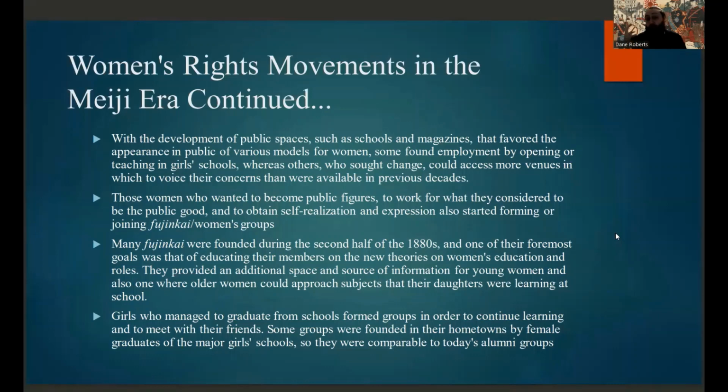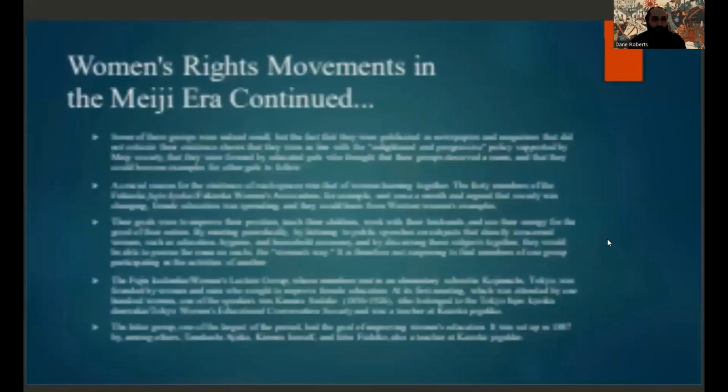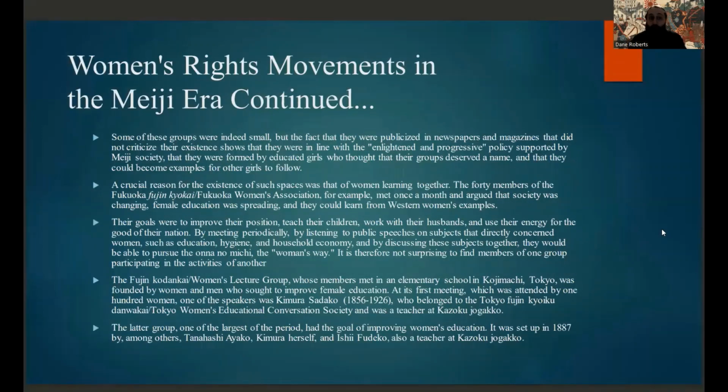Girls who managed to graduate from schools formed groups in order to continue learning and meeting with friends. Some were small, but they were publicized heavily by newspapers that did not criticize their existence. The fact that that happened shows that they were in line with the enlightened progressive policy supported by the Meiji Restoration.